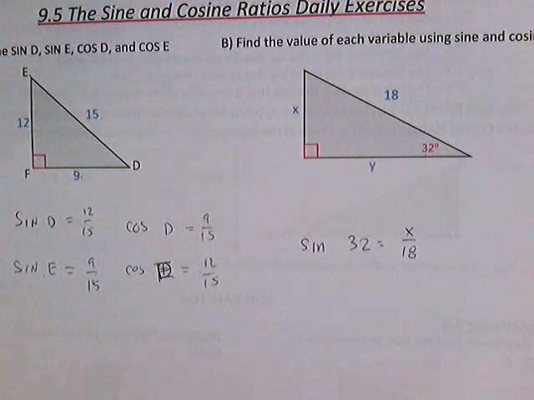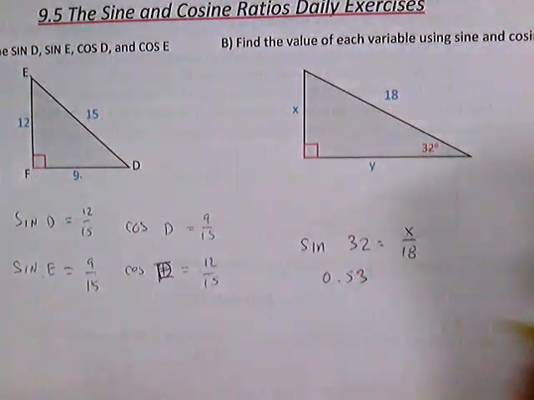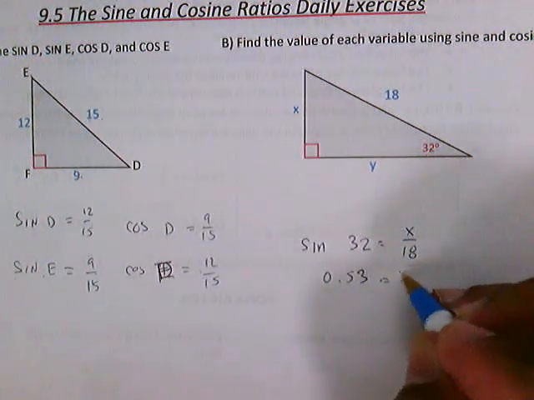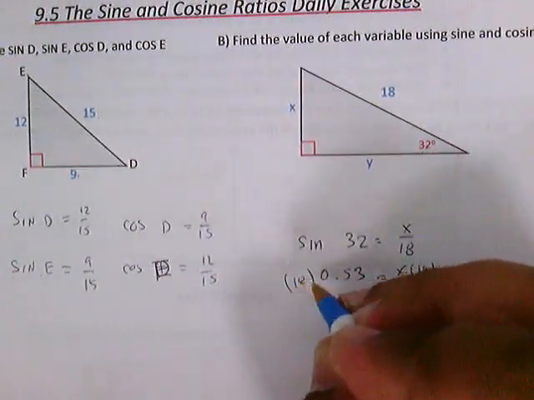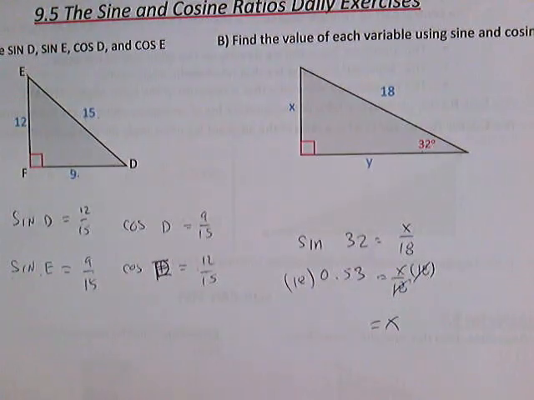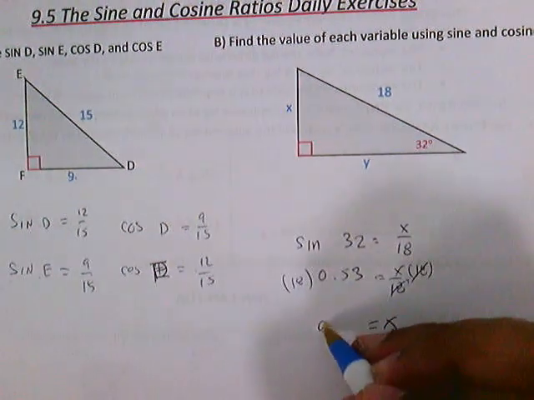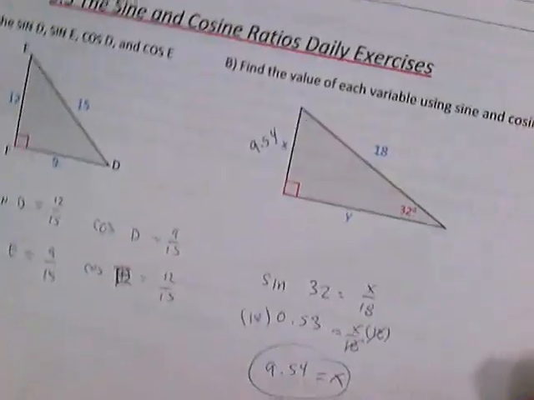The sine of 32 is 0.52999, so I'm going to call it 0.53. Next, to solve for the x, I multiply both sides by 18. And when I do that, I find that my x value is 9.54. This piece right here, 9.54.